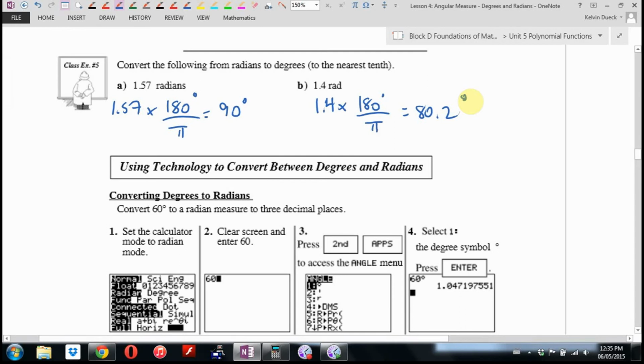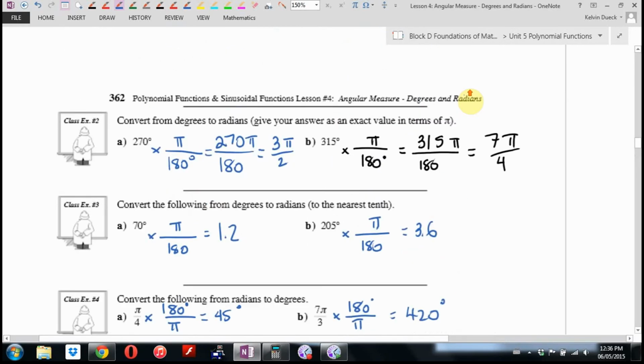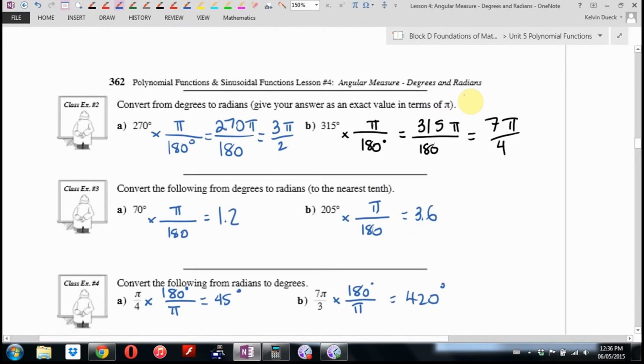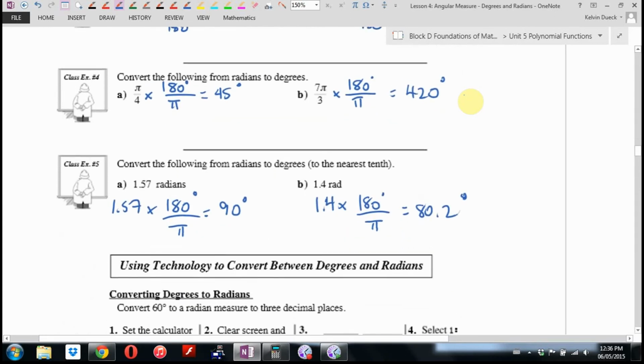Mr. Dueck? Yeah, Zach. We got these fancy calculators, and we're doing a lot of work by hand. Will they do some of this? They will handle everything except the exact value questions. What they won't handle is something like example 2, where I wanted to leave the pi in the answer. But yes, you do. So you ready? We're going to do example 5A using technology.